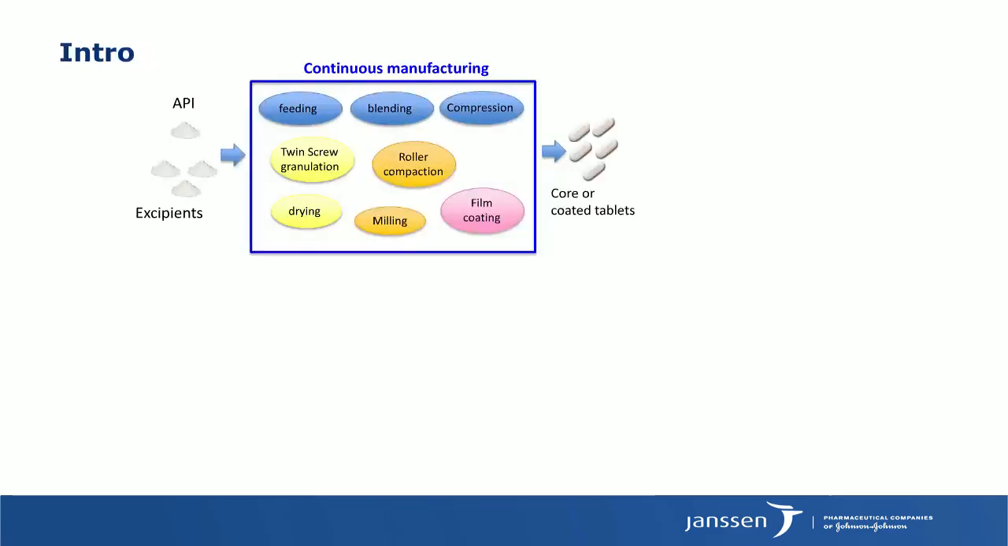So let me start with a little introduction. When we look at continuous manufacturing, it means that we are going to bring in all the individual components as a powder form, and then we apply in a continuous train all the different unit operations in order to obtain our core or coated tablets. The most simple continuous manufacturing just consists of 3 steps, which is feeding, blending, and compression. And on those, I want to stress in this presentation.